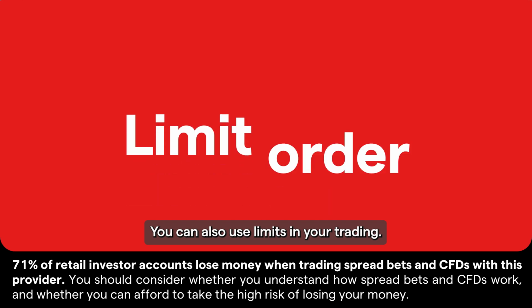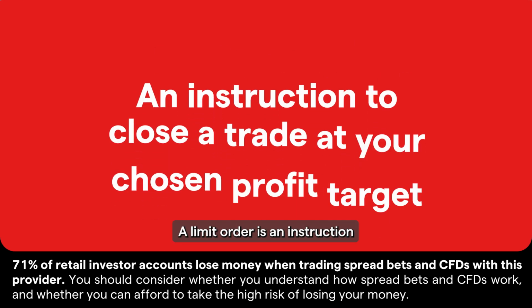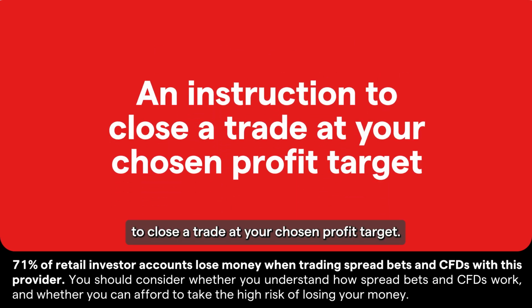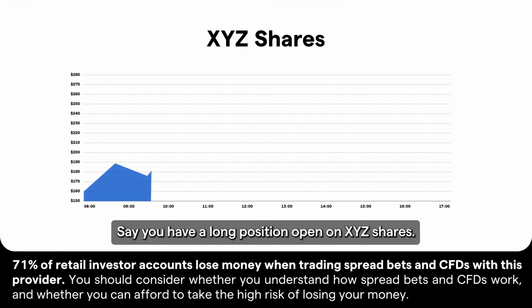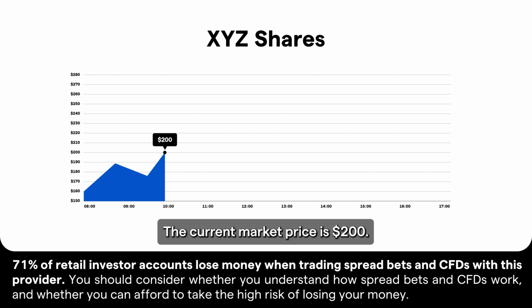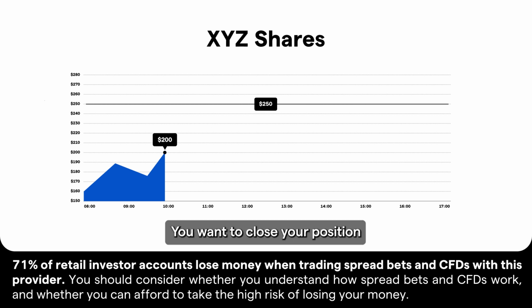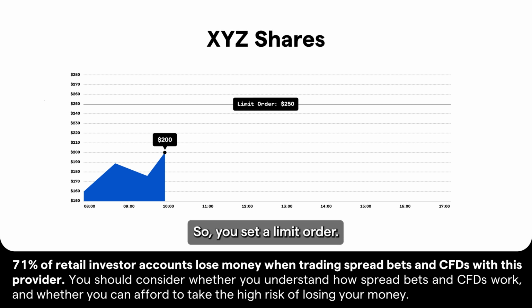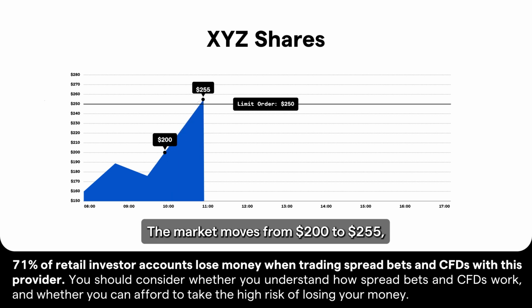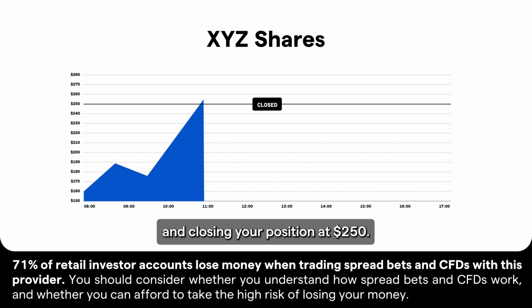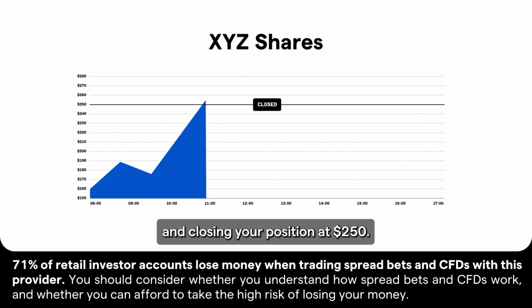You can also use limits in your trading. A limit order is an instruction to close a trade at your chosen profit target. Say you have a long position open on XYZ shares. The current market price is $200. You want to close your position if the market price reaches $250. So, you set a limit order. The market moves from $200 to $255, triggering your limit order and closing your position at $250.